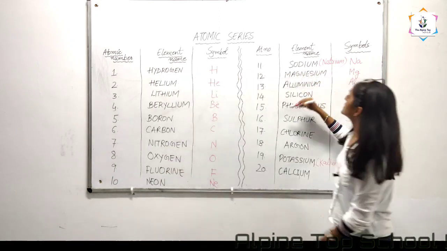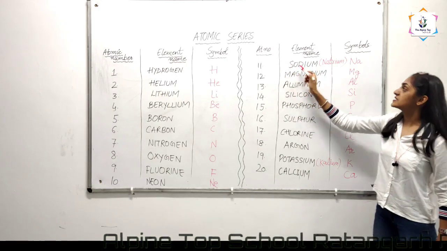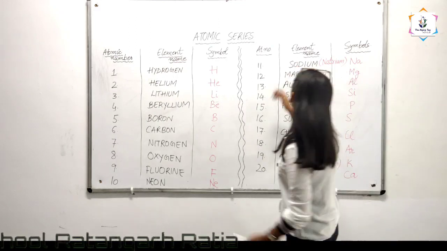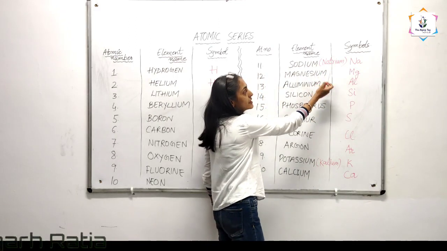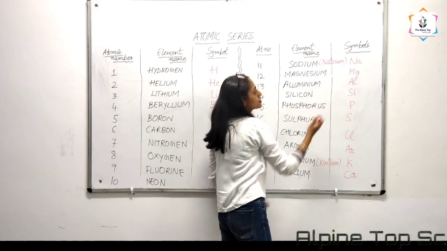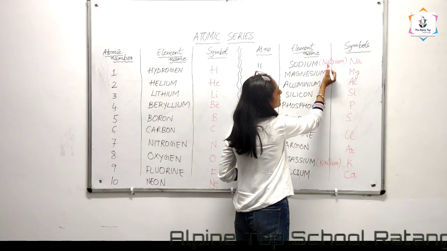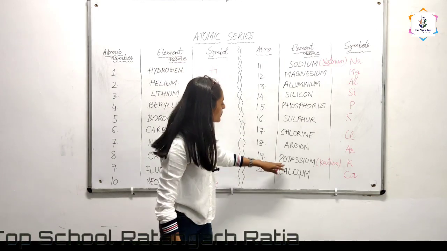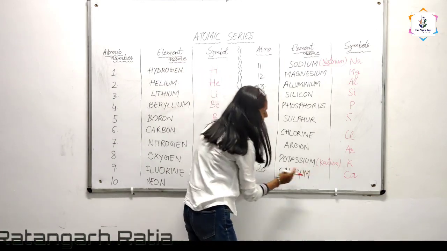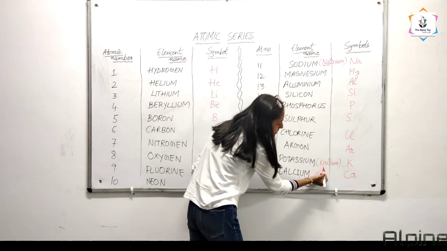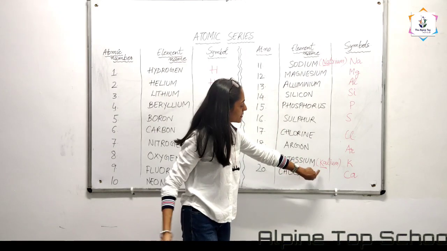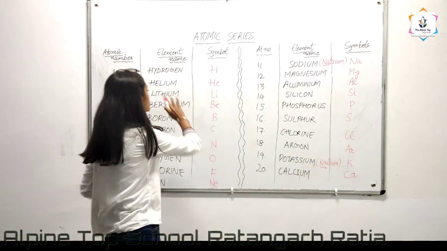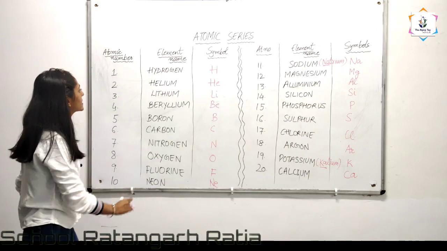So here is an example. Here is sodium, but its symbol is what? Na. Why? Because the Latin name of sodium is natrium. So its symbol is the first 2 letters of its Latin name. And similarly for potassium, its Latin name is what? Kalium. So that is why its symbol is K. Everything else is just basic.